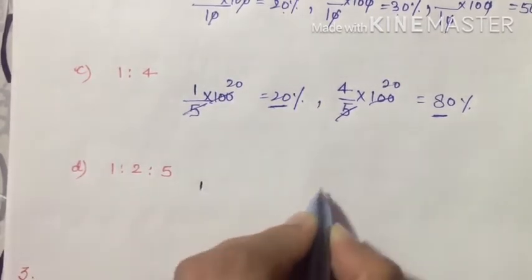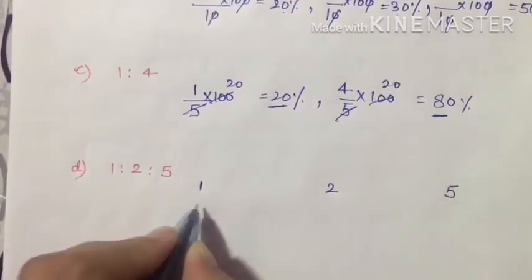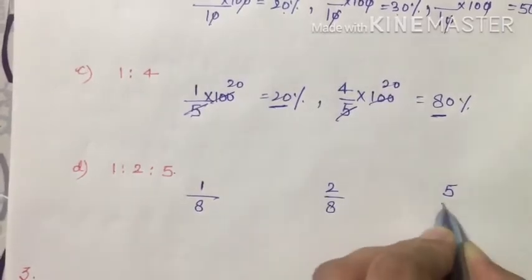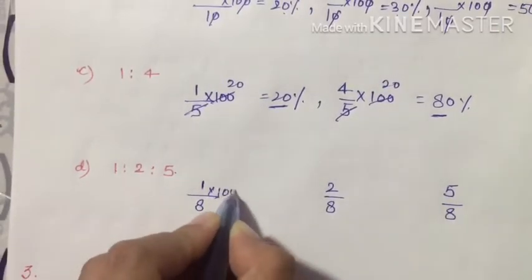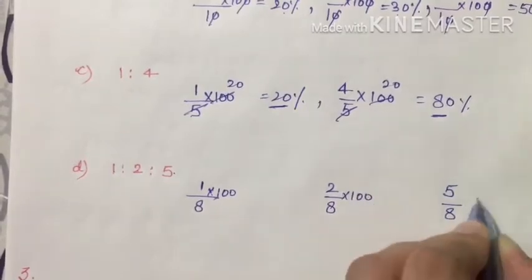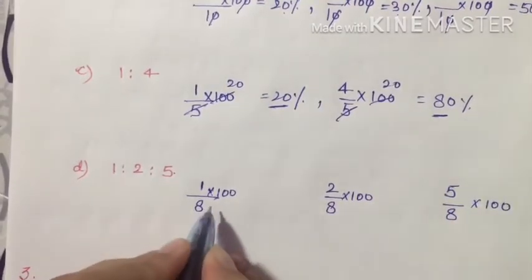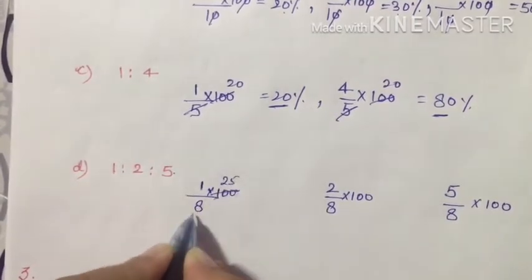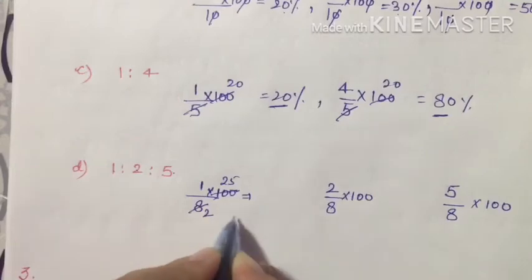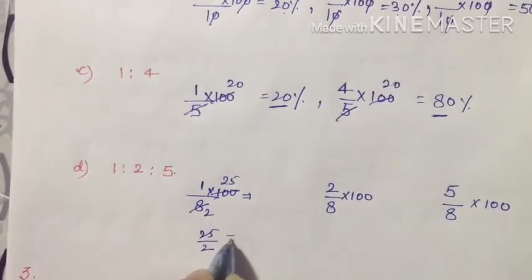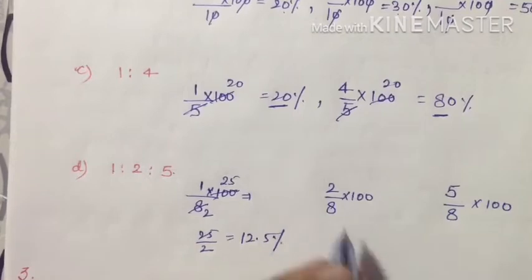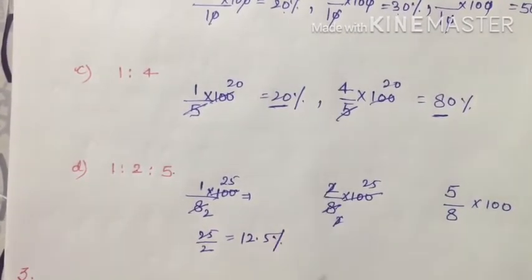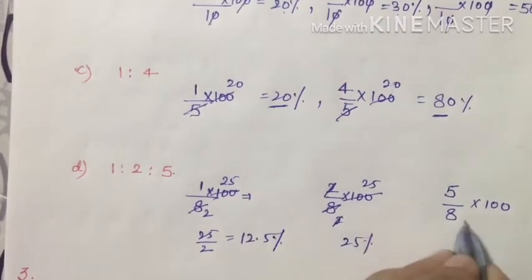Now 1, 2 and 5. Total of 1 and 2 is 3, 3 plus 5, 8. So the denominator will be 8. Multiply by 100, here also and here also. By the table of 2 I am cutting. By the table of 4 we can go. By the table of 4 it will be 25 and it will be 2. 25 divided by 2, if you want to reduce it into decimal, it is 12.5. 2 and 2 cancelled, it will be 25%.